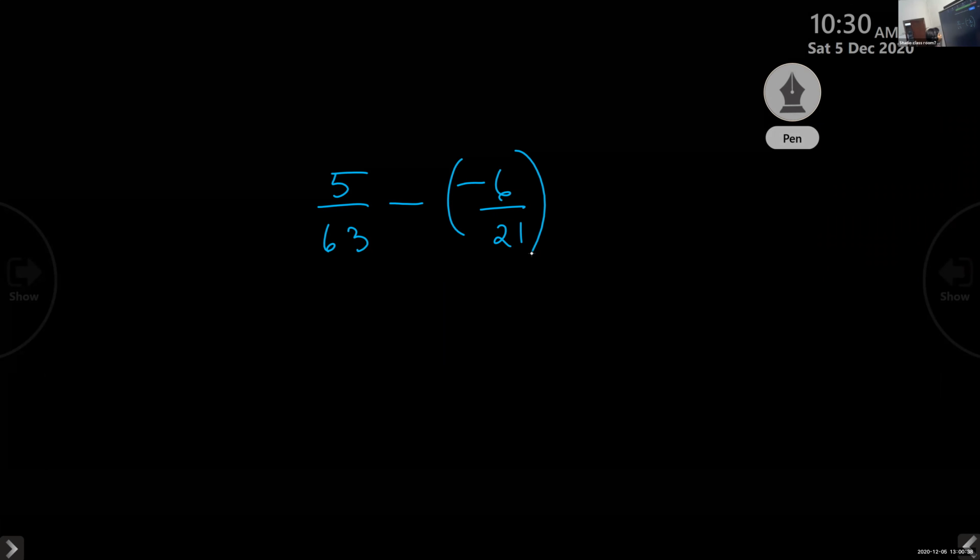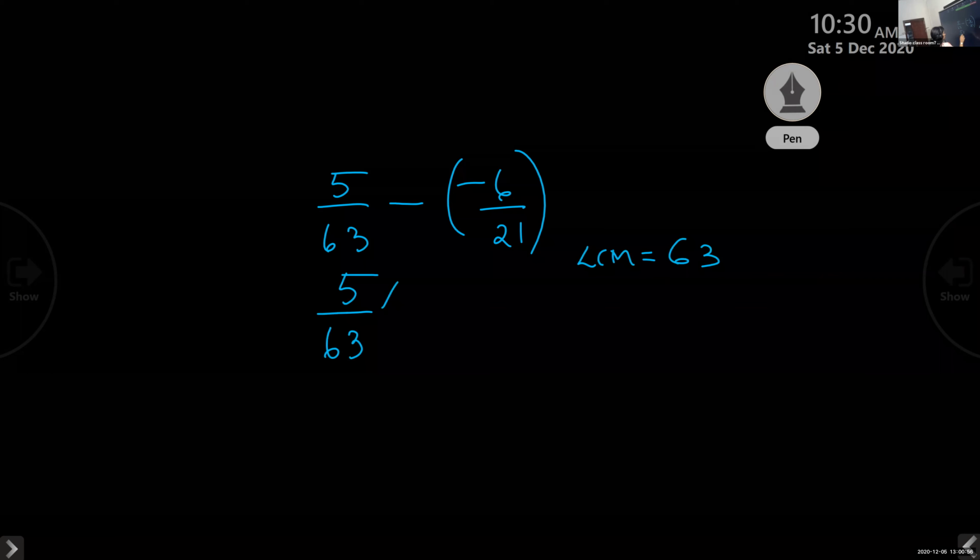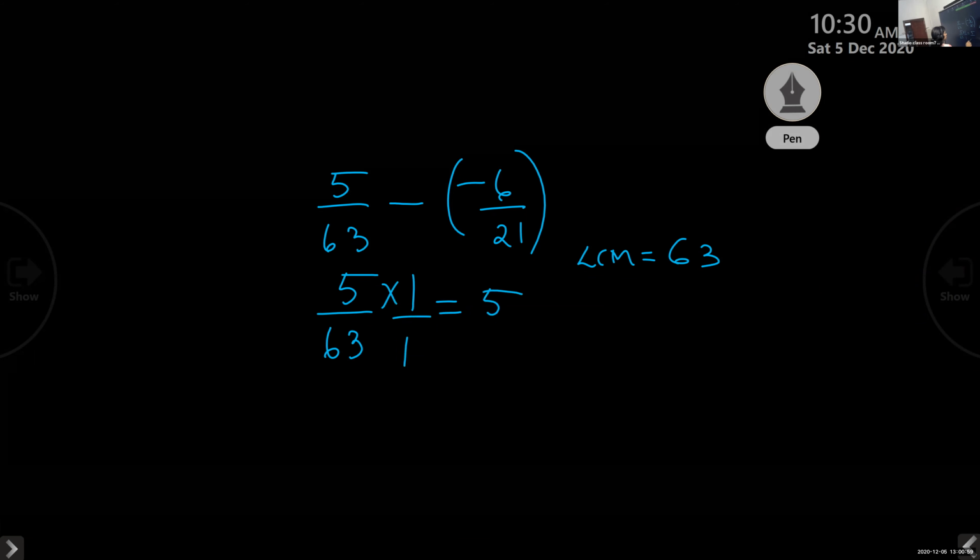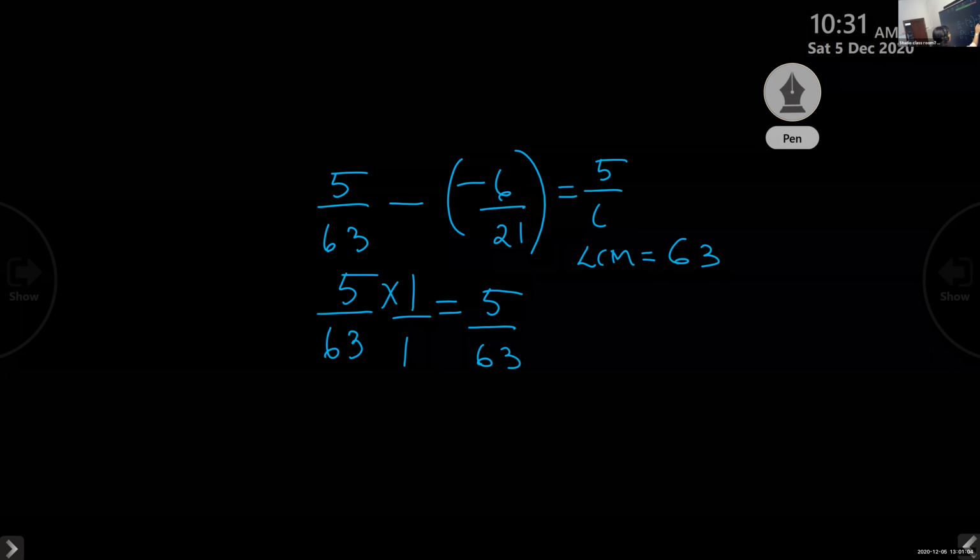You know LCM. How fast they are finding the LCM? 21 into 3 is 63, isn't it? So LCM is always 63. Okay, LCM is 63. So now we will bring the denominator to LCM. This is the same thing. We can multiply by 1, no problem. 5 by 63 itself. Now this one, first of all, you change this. Negative into negative, it is plus 6 by 21, isn't it?